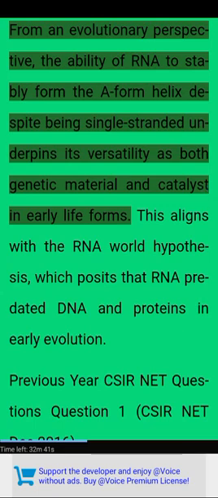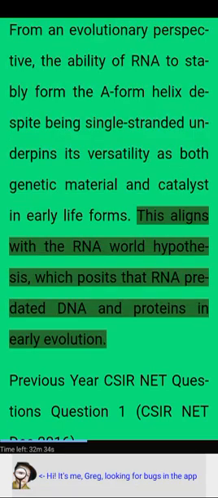From an evolutionary perspective, the ability of RNA to stably form the A form helix despite being single-stranded underpins its versatility as both genetic material and catalyst in early life forms. This aligns with the RNA world hypothesis, which posits that RNA predated DNA and proteins in early evolution.